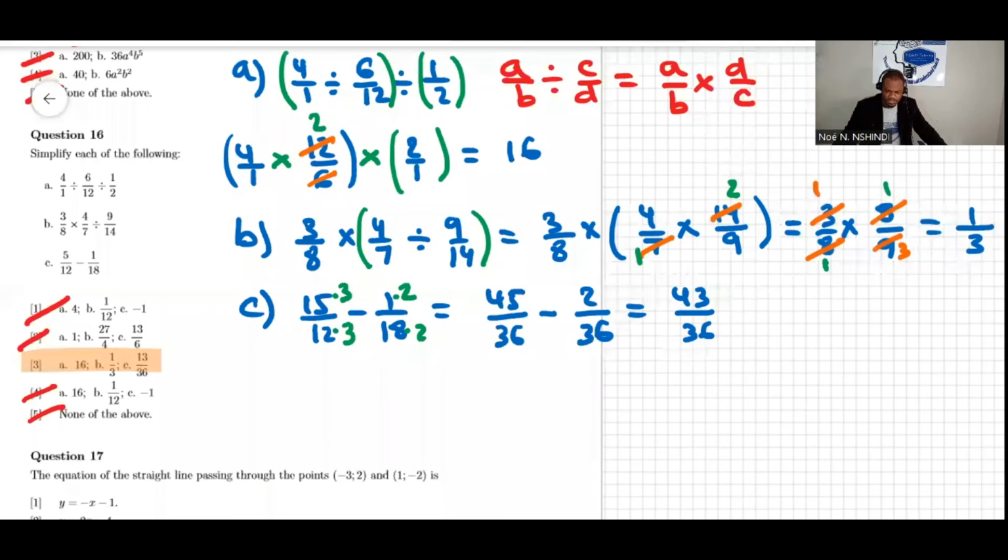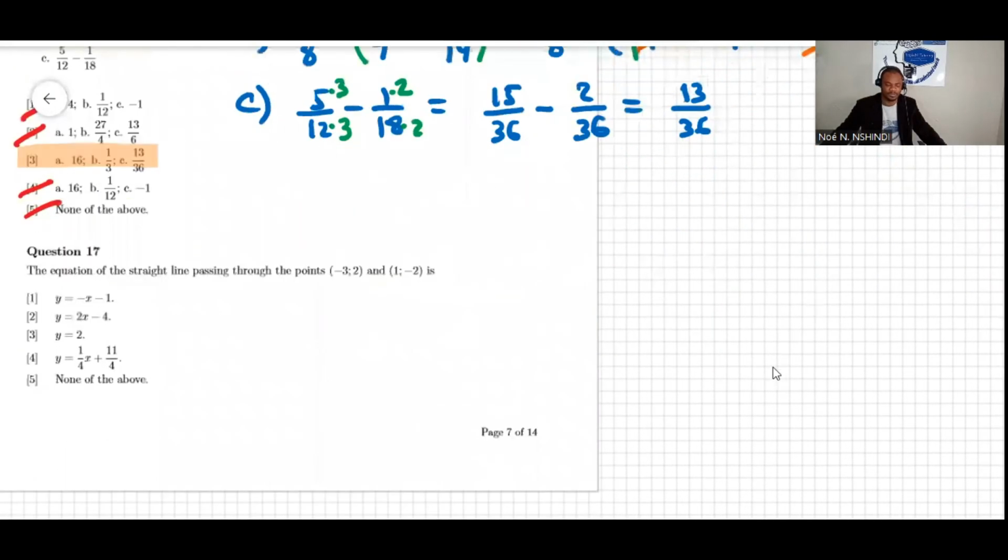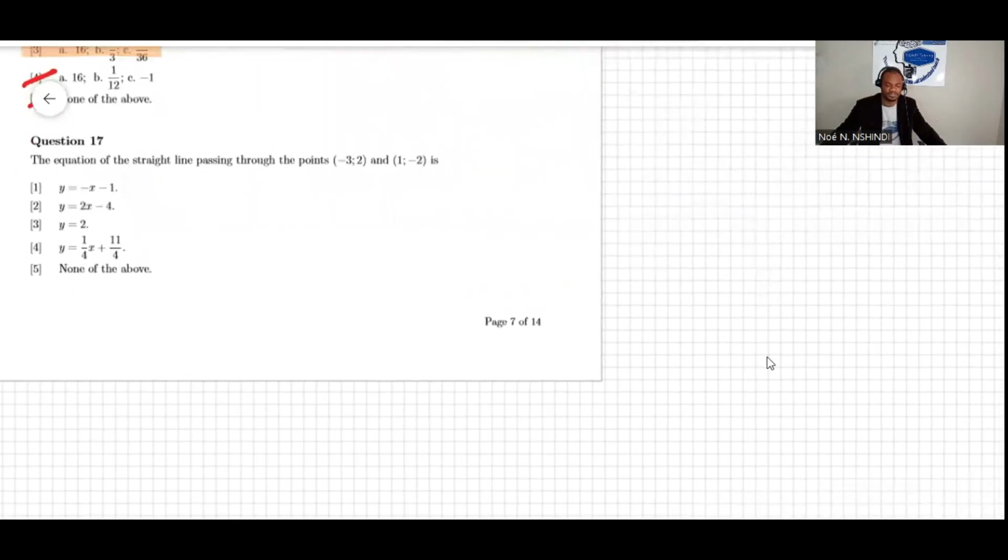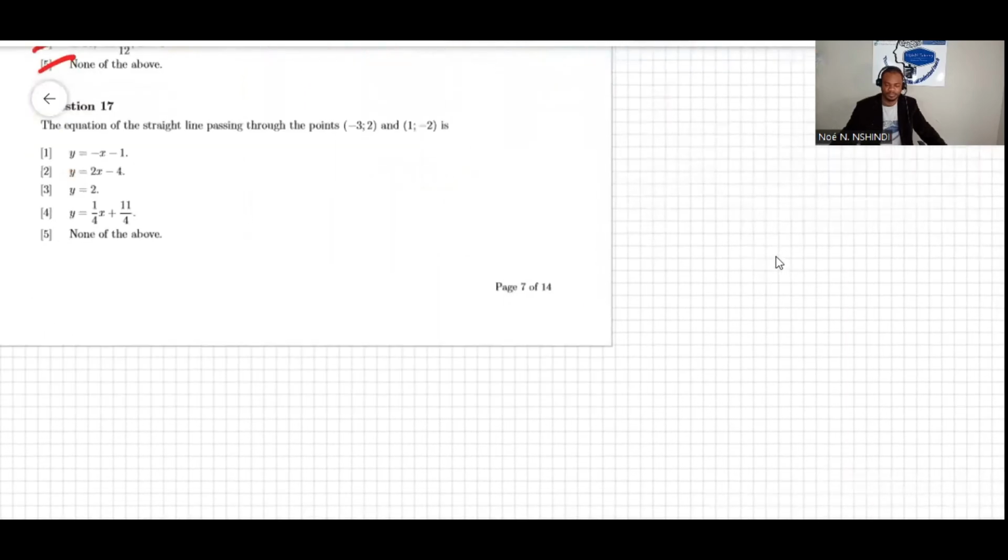Which is not exactly the same. Oh, my bad. It was 5, not 15. I wrote 15 here instead of 5. If it was 5 there, that's going to be 15, and then we just do 15 minus 2. This is equal to 13, so 13. That proves that it is alternative 3. Now, next question is question 17.